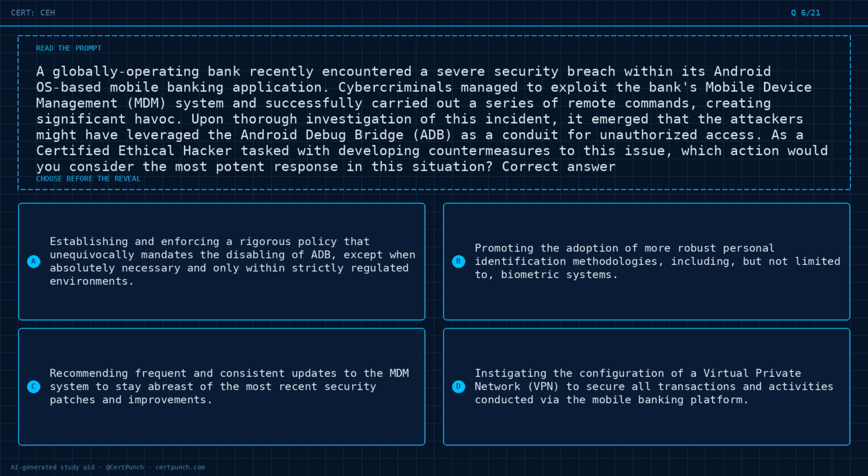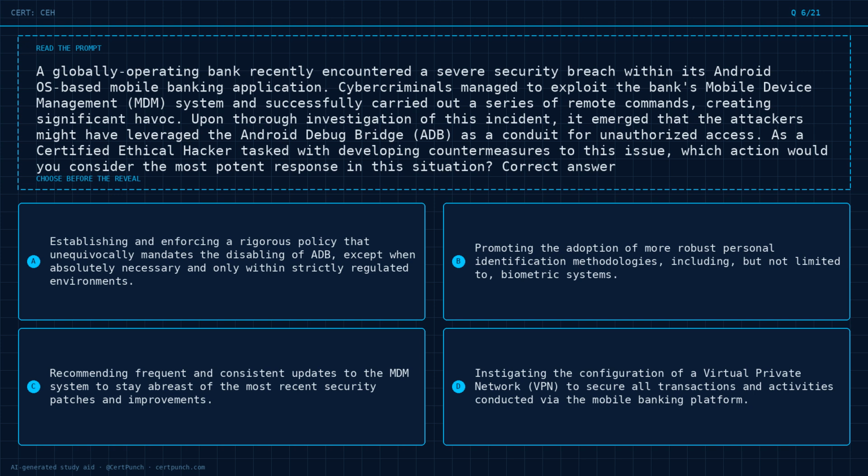Option A. Establishing and enforcing a rigorous policy that unequivocally mandates the disabling of ADB, except when absolutely necessary and only within strictly regulated environments. Option B. Promoting the adoption of more robust personal identification methodologies, including but not limited to biometric systems. Option C. Recommending frequent and consistent updates to the MDM system to stay abreast of the most recent security patches and improvements. Option D. Instigating the configuration of a virtual private network, VPN, to secure all transactions and activities conducted via the mobile banking platform.